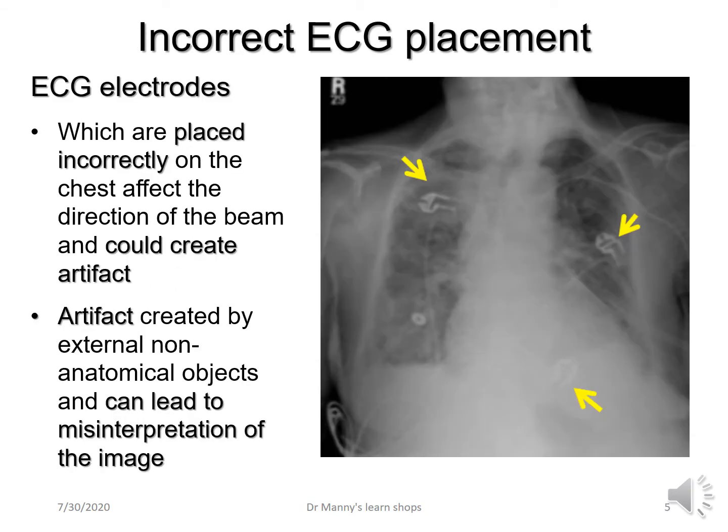Incorrect placement of the ECG electrodes can affect the direction of the beam and could create potential artifact on the film. Artifact created by non-anatomical objects that are external can lead to an image that isn't actually accurate, and this can lead to misinterpretation or diagnosis when using the image. So keep the electrodes off the chest.